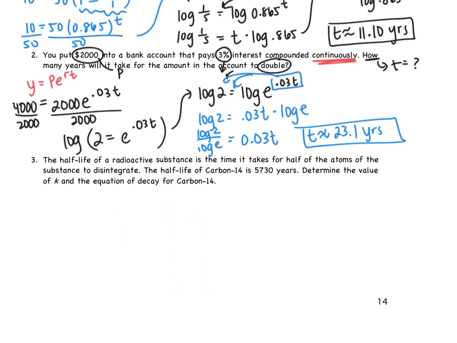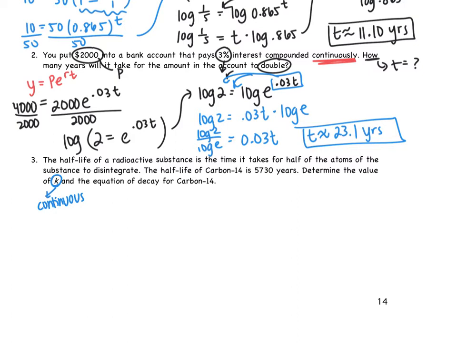Okay, let's do another example. The half-life of a radioactive substance is the time that it takes for half of the atoms of the substance to disintegrate. The half-life of carbon-14 is 5,730 years. Determine the value of K and the equation of decay. Okay, this one doesn't say continuous, but it does say K. K tells us that this is continuous.